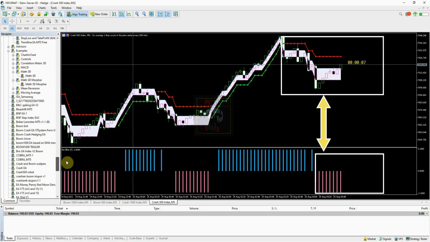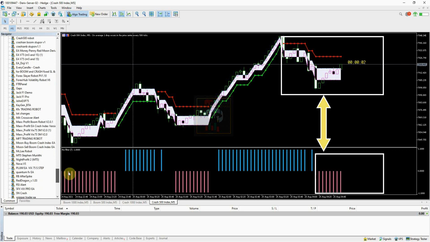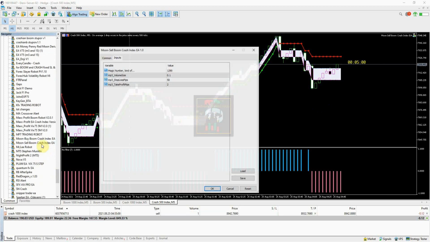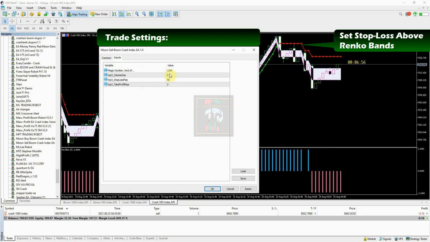Good trading setup being formed on Crash 500 index, market almost touching the resistance level on the Renko trend bands. Good time to run the Moon Cell robot and catch the spikes. The stop loss is when the market breaks above the Renko trend bands. Set your preferable lot size, take profit and stop loss. Or set them after the trade has been executed.